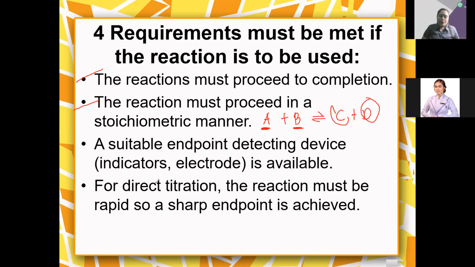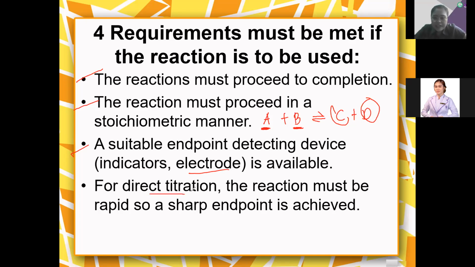And also, we have to make sure that there will be a suitable endpoint detecting device. Most of the time, it will be indicators. So, kagaya ng mga examples ko kanina when we titrate sodium hydroxide with the potassium acid phthalate, our indicator is phenolphthalein. If we don't have a suitable indicator, then useless yung titration process because we cannot see an endpoint. There will be no change in color. But syempre high-tech na tayo ngayon. We also have electrodes used to detect endpoint of the process or the procedure.